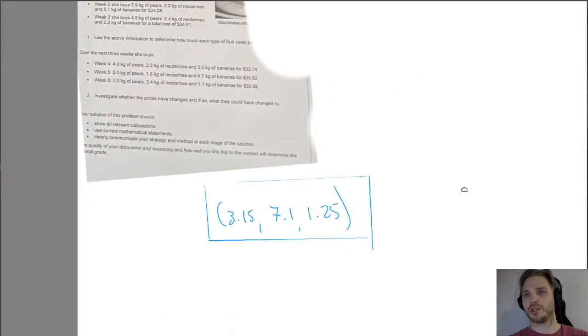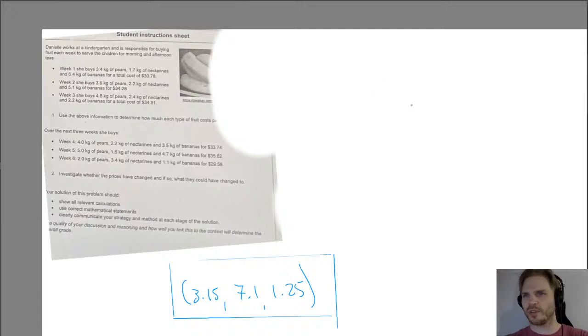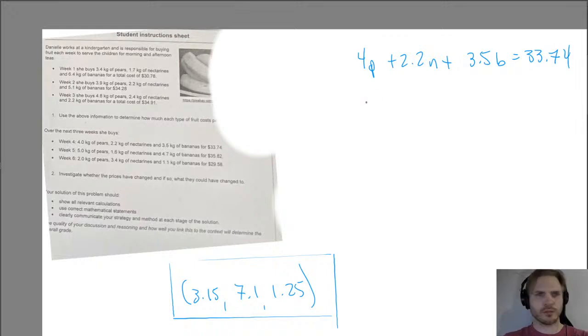All right. So I'm going to use a similar process for the next one. Let me set the equations up. Okay, so we've got 4p plus 2.2n plus 3.5b equals 33.74. And then, you know what? Probably the quick way to do this is just to check this point and see if it solves the other one rather than solve it.